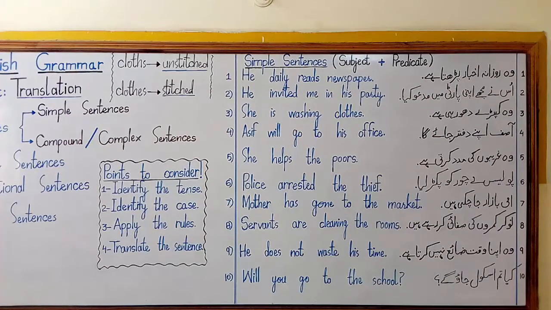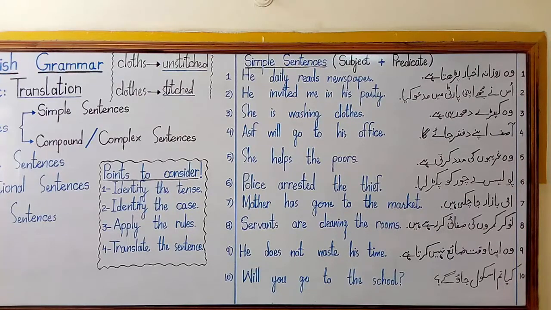Number 4, आसिफ अपने दफ्तर जाएगा. Apply the same points. 4 points. Identify the tense. आसिफ अपने दफ्तर जाएगा. What tense does it belong to? Yes, very correct. It belongs to future. Is it affirmative case, negative case or interrogative case? Yes, very right. This is affirmative case. Future simple affirmative. आसिफ अपने दफ्तर जाएगा. Future simple affirmative. Now you need to apply the rules of this tense.